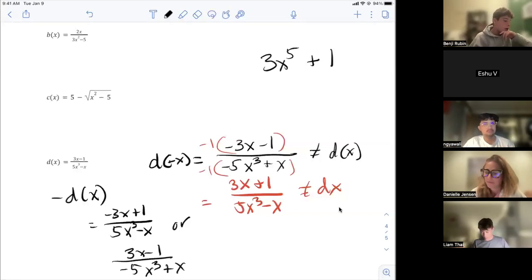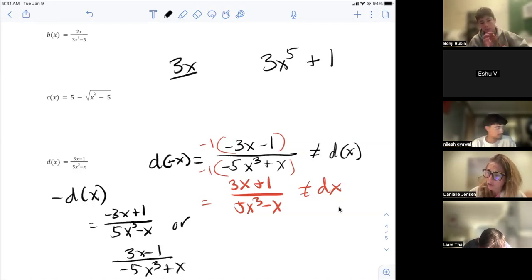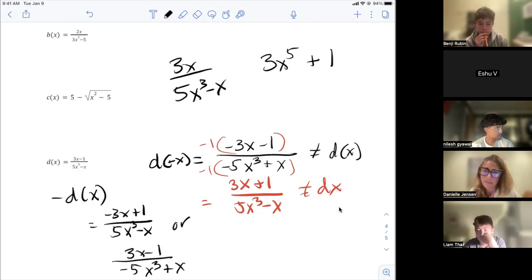Okay, and if it was an odd exponent and a constant over an odd exponent and a constant, it still wouldn't work, right? Just imagine it was 3x minus 1 over 5x to the third. It still doesn't work because of the numerator. Yes, exactly. Okay, thank you. If it was 3x over 5x cubed minus x, then it would end up being even, because the whole numerator and the whole denominator would change, which means nothing changes.